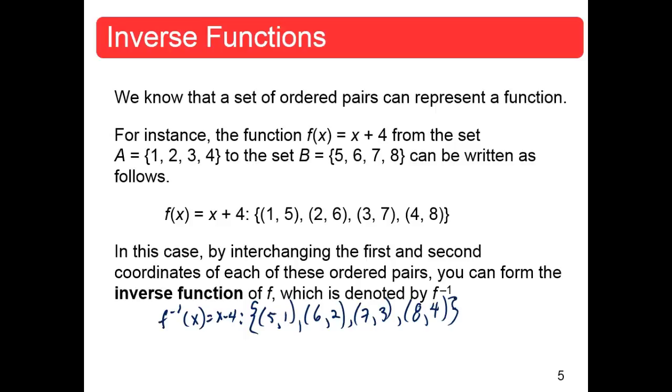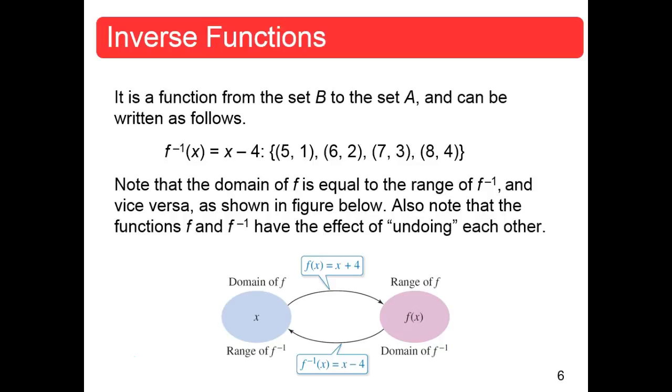I jumped ahead. The inverse function of f, which is denoted f inverse, is a function that maps the things from set B, what was the range of f, onto the set A, which was the domain of f. So it just flips everything, and can be written as follows. The f inverse function would then be x minus 4, which you noted, but we got it first by looking at this. The ordered pairs were 5, 1, 6, 2, 7, 3, 8, 4. We already did that.